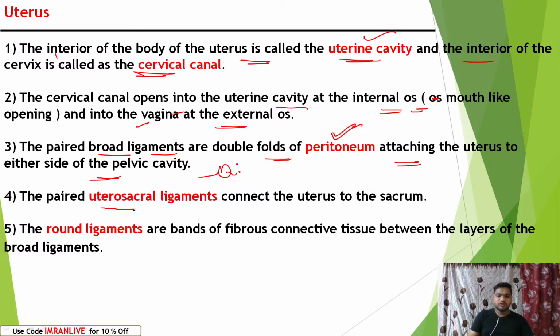The paired uterosacral ligaments, make it clear, connect the uterus to the sacrum. The round ligaments are bands of fibers. They are made up of fibrous connective tissue between the layers of the broad ligaments, which we discussed before, which attach the uterus with the pelvic wall. So these round ligaments are bands made up of fibrous connective tissue.